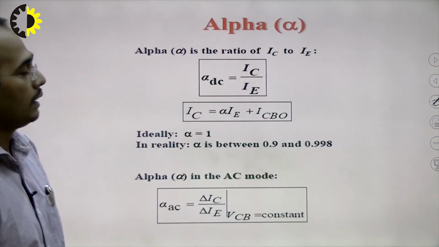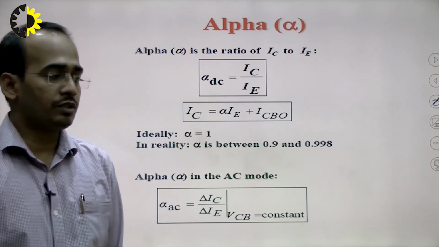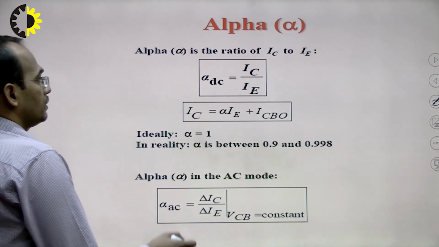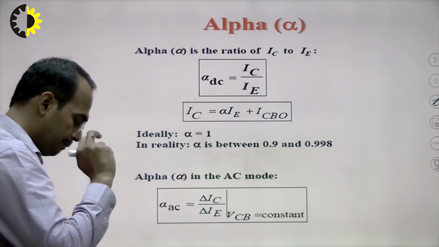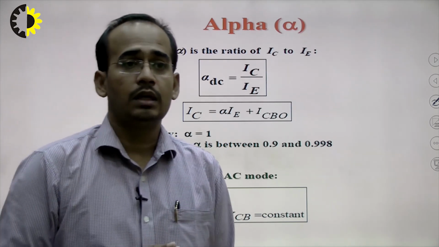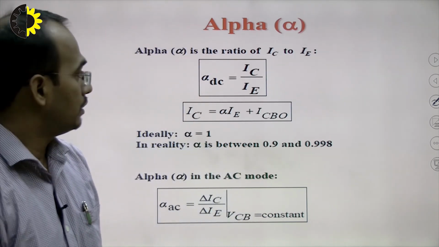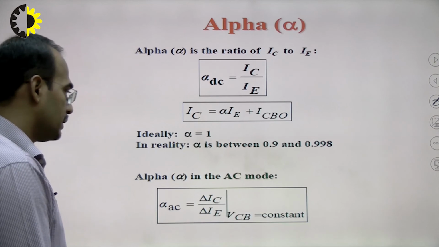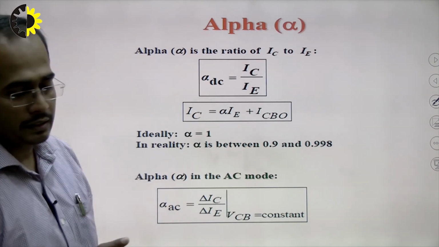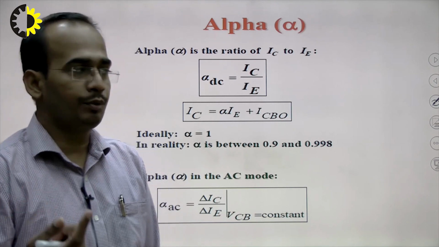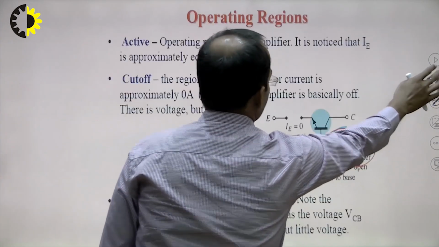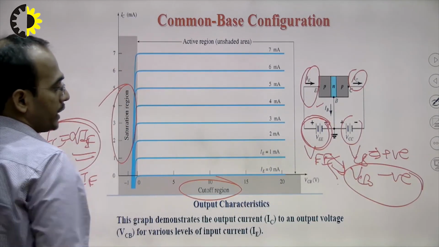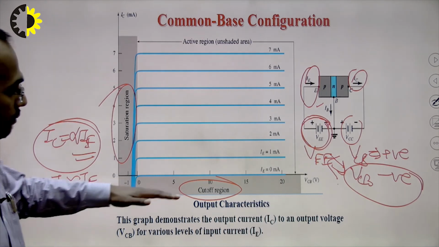Now, come to the amplification factor of the common base configuration. Amplification factor is defined as output current upon input current, because the bipolar junction transistor is a current controlled device. Here I will take only the current gain. As I have already discussed in the output characteristic, the output current is controlled by the input current. We have drawn the relation between IC and IE, and the output characteristic between IC and VCB, varying the value of IE.